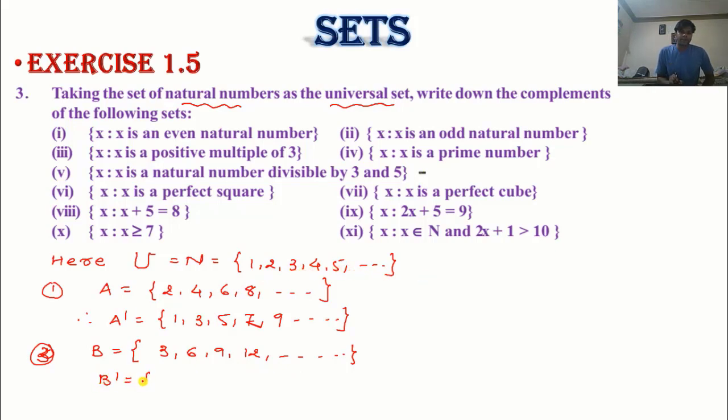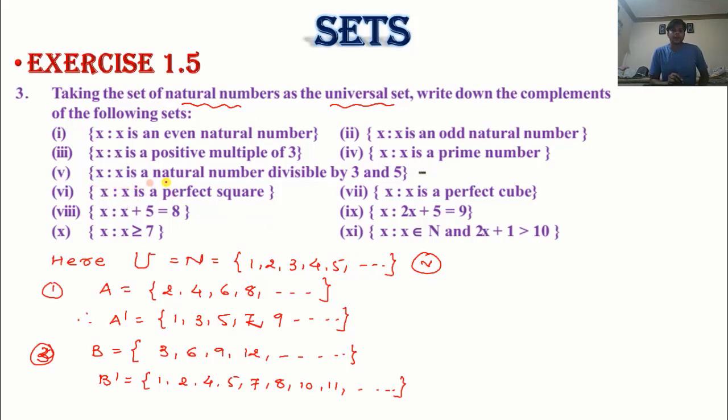Therefore B complement equals 1, 2, 4, 5. You cannot include 6. Then 7, 8, then afterward 10, 11, etc. In this way you can write. Okay, so this is the answer of B complement. In a similar way, I will calculate the fourth one or fifth one here. Either fourth one or fifth one, both are similar.